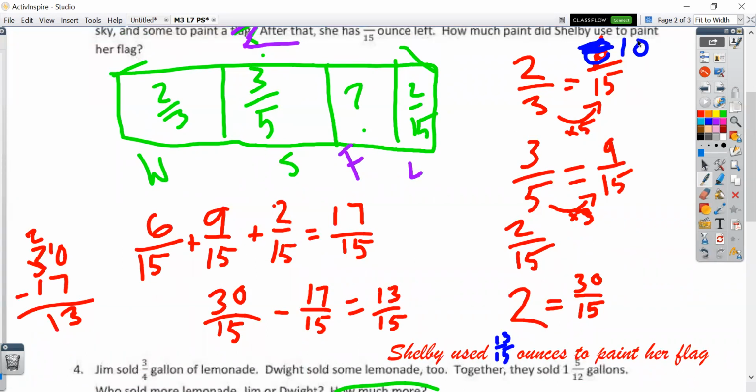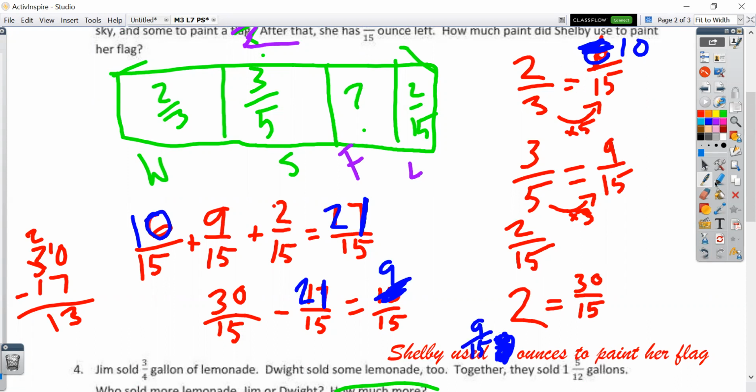But remember, even if you make a mistake like that, you get credit if you continue to do the rest of the math the right way. You won't get full credit, but this should have been 10. So that changes my answer. 10 plus 9 is 19, plus 2 more is 21. Now it's 30 minus 21. It's not 13/15, that would be 9. Shelby used 9/15 ounces of paint to paint her flag.